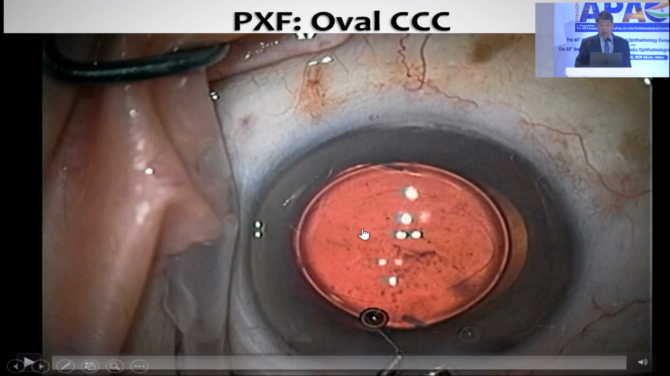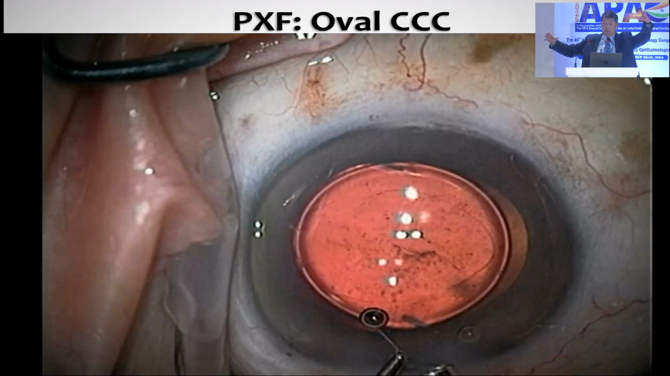Yeah, thank you. Well, it's because there's two-point pressure from a three-piece lens, and if the zonules on the other side aren't strong enough, the point pressure from the lens deformed it. The round rexus became oval.